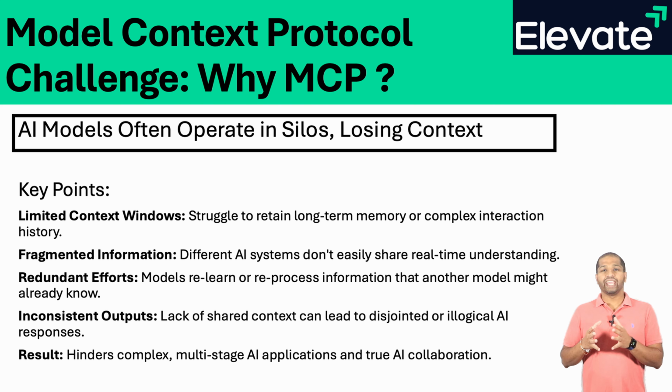Many of our current AI models, while powerful, often operate in silos. They have limited memory or context windows, meaning they struggle to retain information over long interactions or across different tasks. This leads to fragmented information where one AI agent might know something that another needs to rediscover, causing redundant efforts and inconsistent outputs. This lack of shared understanding hinders our ability to build complex, multi-stage AI applications.